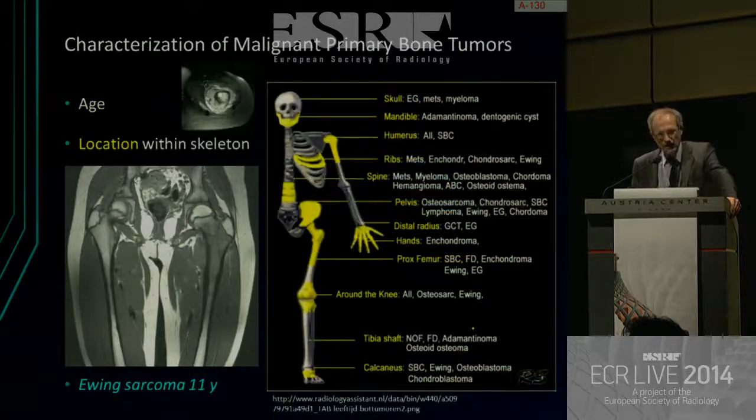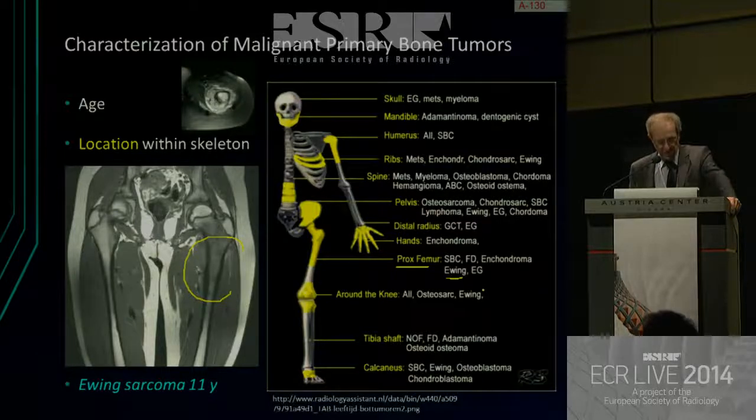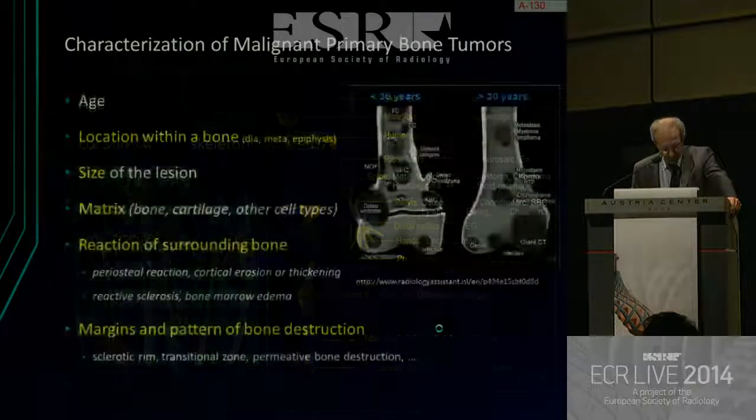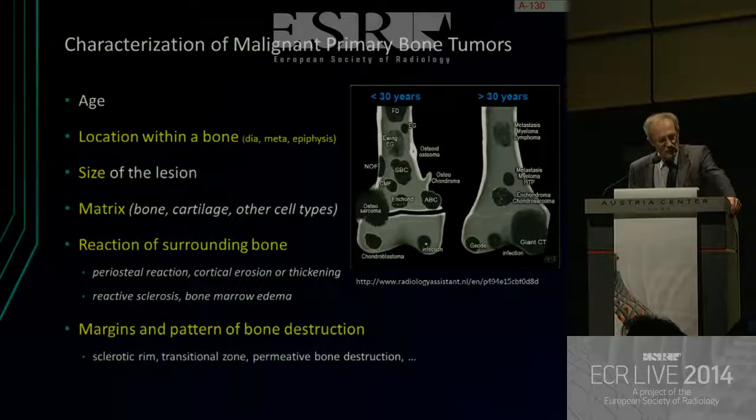So we will also look at the location within the skeleton. So we have a diaphyseal lesion, and when we look in the proximal femur, only the malignant Ewing sarcoma is mentioned. Other tumors have other preferential locations. We not only look at the age and the location within the bone, but we also look at the location: is it diaphyseal, is it metaphyseal, or is it in the epiphysis? And here we see again that the Ewing sarcoma is occurring in the diaphysis in the child.